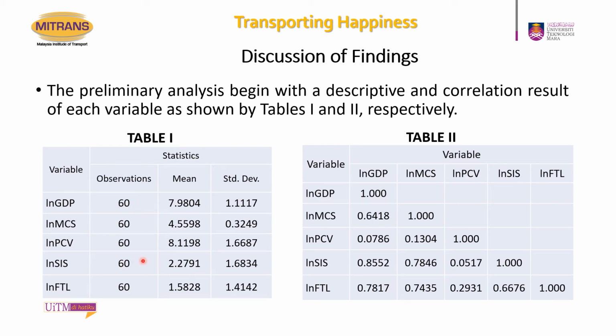So we can see in table 1, in summary, the highest score is PCV while the lowest is FTL, whereas for the standard deviation, the smallest value is MCS and the largest value is SIS. So it means that MCS varies less compared to SIS. In table 2, we just look at the correlation. The highest correlation is between GDP and SIS. The score is 0.86, and it shows a strong positive correlation, meaning these two variables are highly associated.